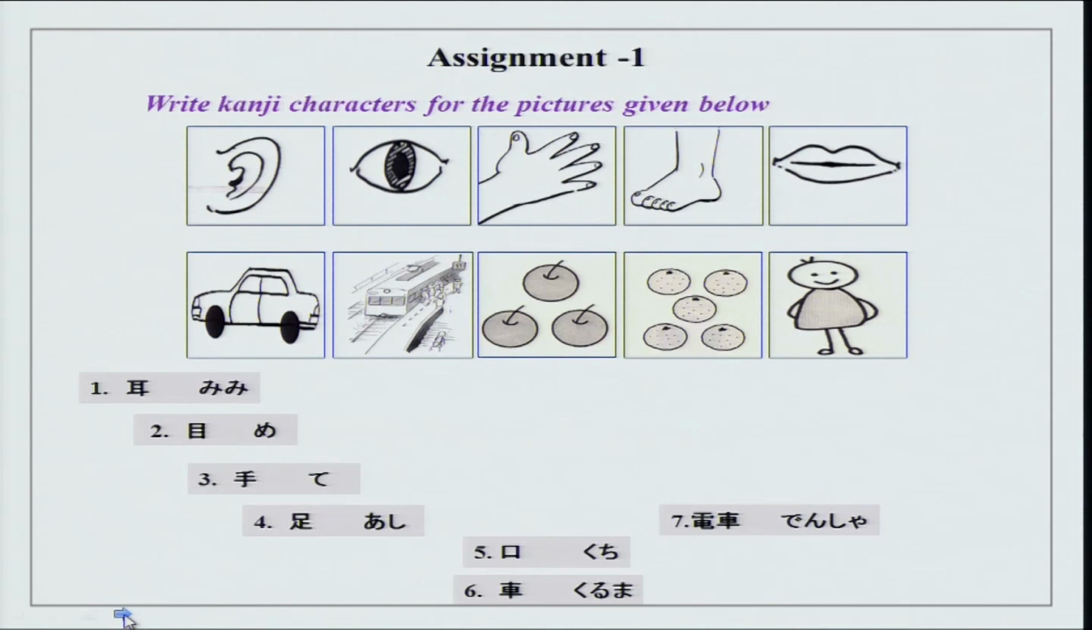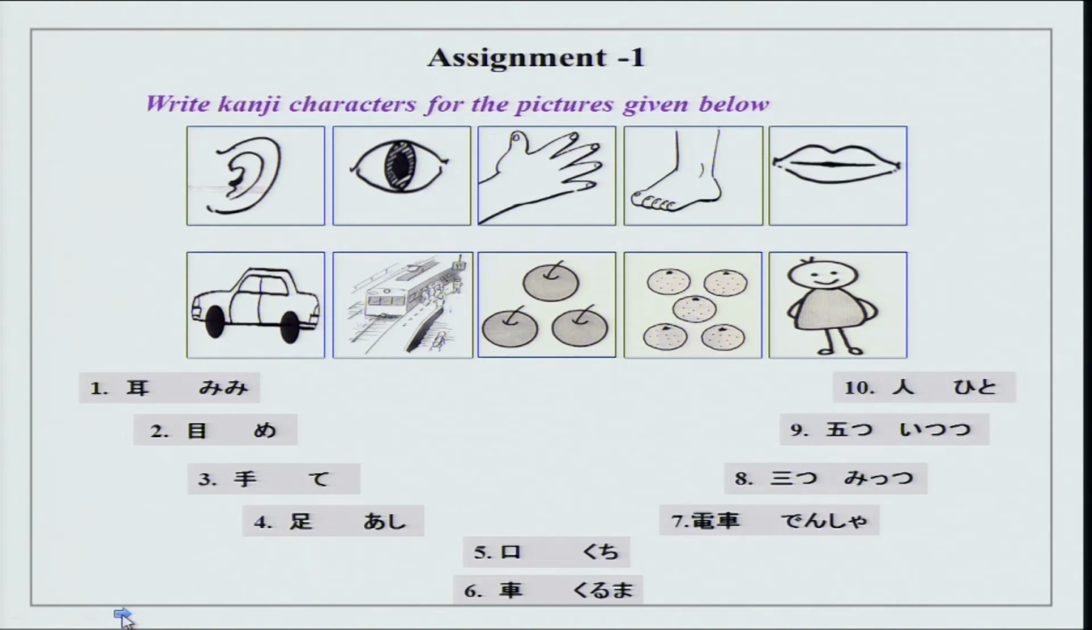Then we have three apples, which is mitsu. It could be san also, but when you are counting small irregular objects, then tsu is used over here, mitsu. And again we have oranges. So, 5 oranges, itsutsu.